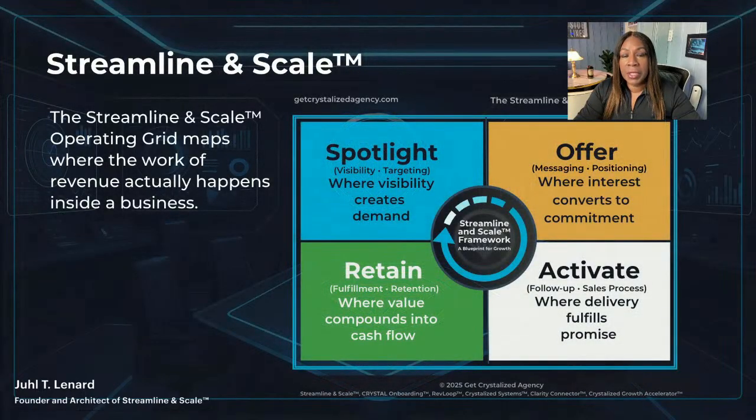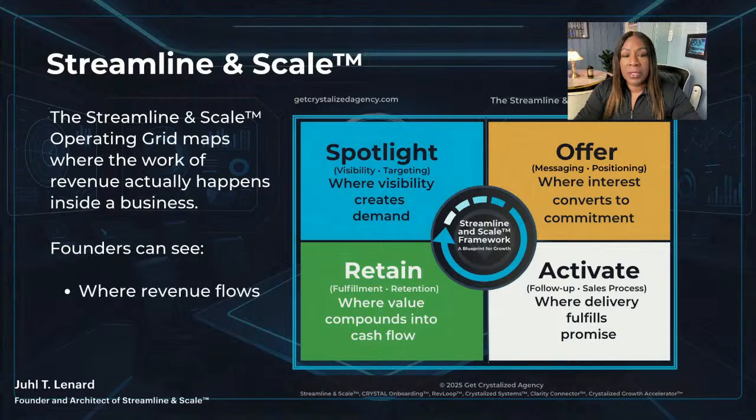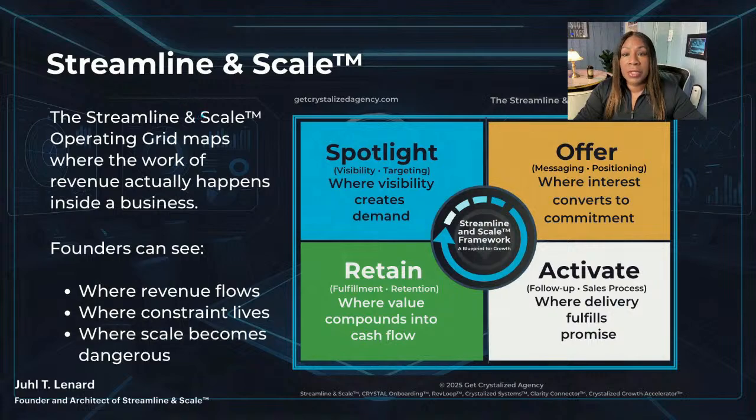So this is the Streamline and Scale framework, and this represents the way that we manage the system of revenue. We manage the activities in revenue. So here is where a founder can see where revenue flows, where constraint lives, and most importantly, where it's dangerous to scale.